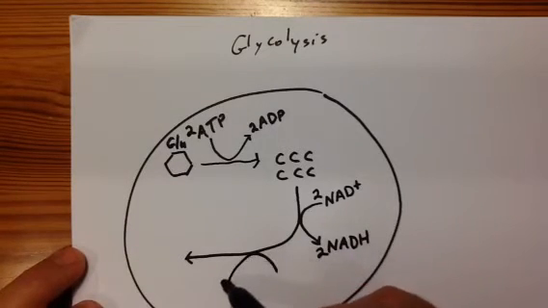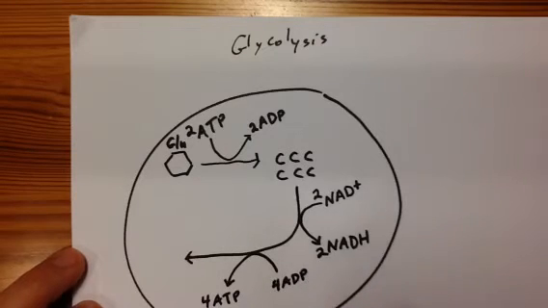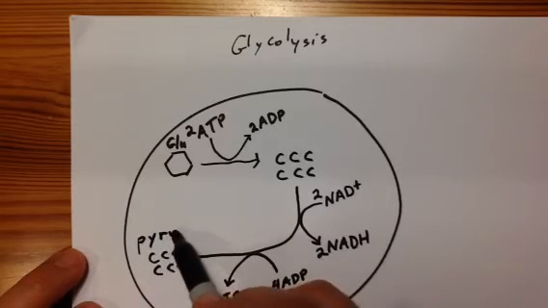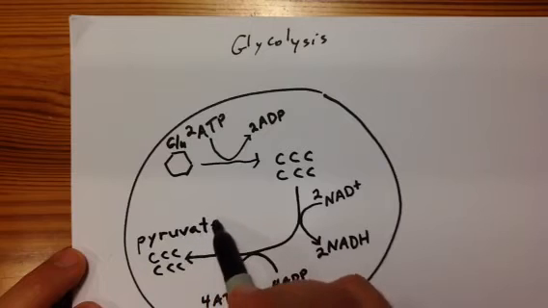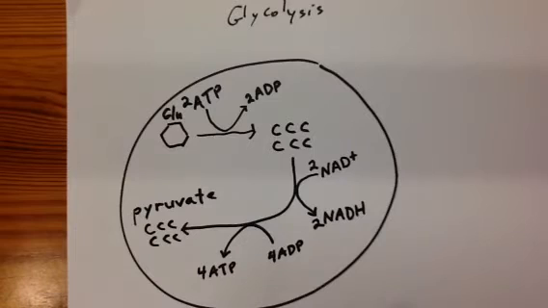Additionally, we're going to get the production of 4 ATP, and our end product of glycolysis is 2 3-carbon molecules called pyruvate or pyruvic acid. So those are your steps of glycolysis.